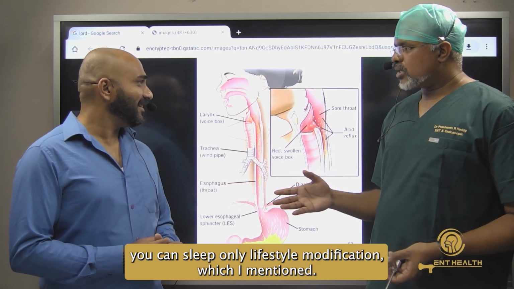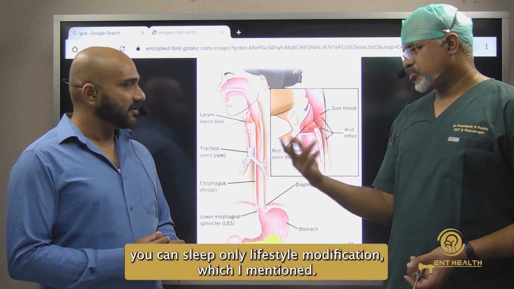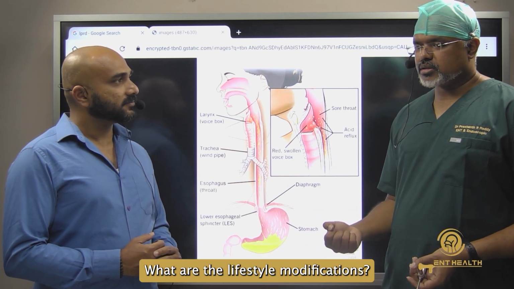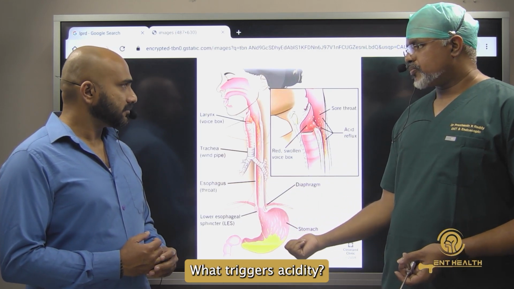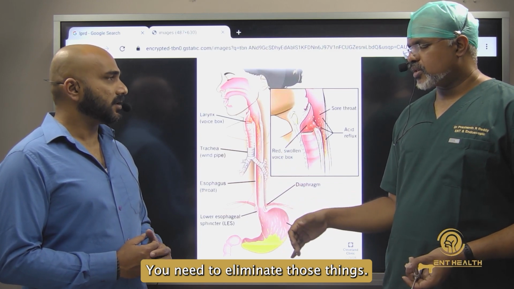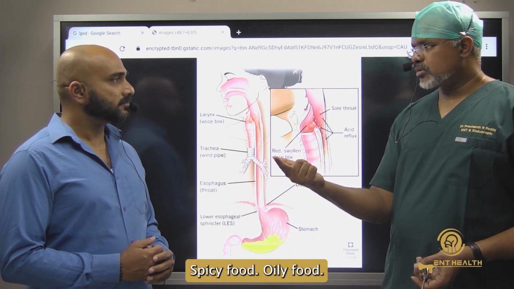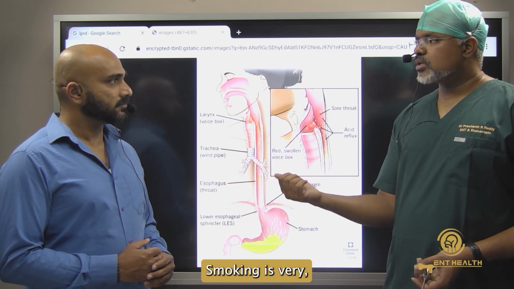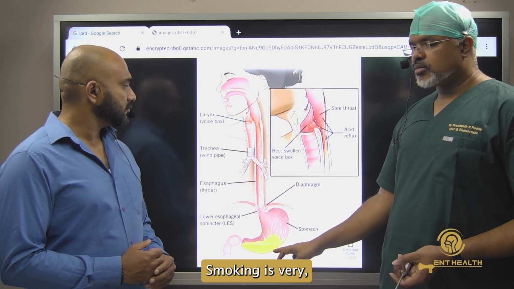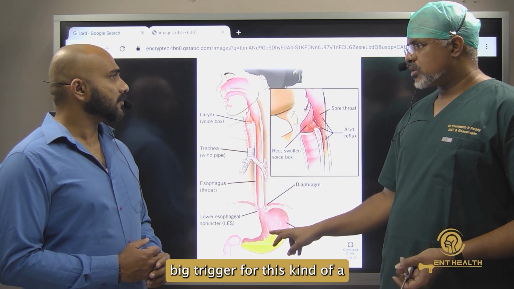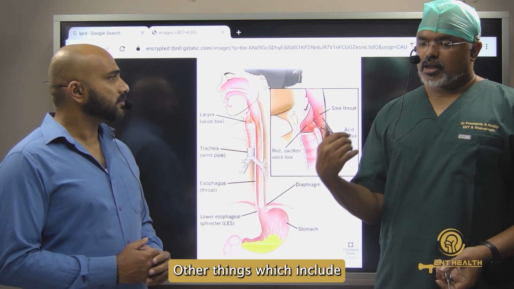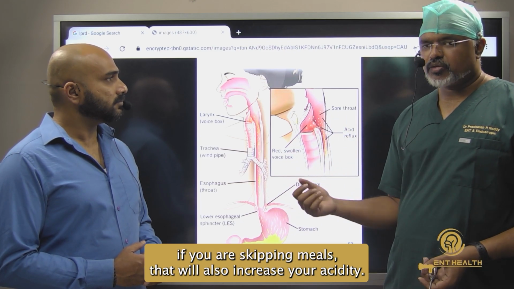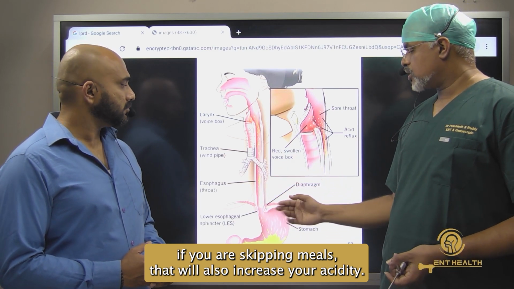No, you can sleep. Only lifestyle modification, which I mentioned. Lifestyle modification is something which you need to focus on. What are the lifestyle modifications? What triggers acidity? You need to eliminate those things. Spicy food, oily food, coffee, tea, alcohol, smoking. Smoking is a very big trigger for this kind of acidity. Other things include having meals at regular intervals. If you are skipping meals, that will also increase your acidity.